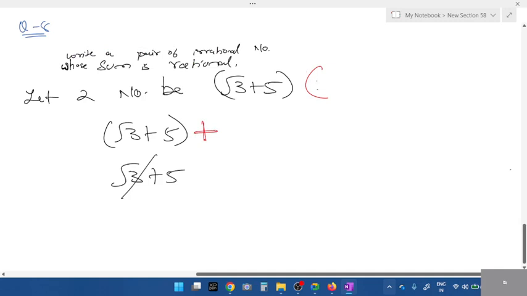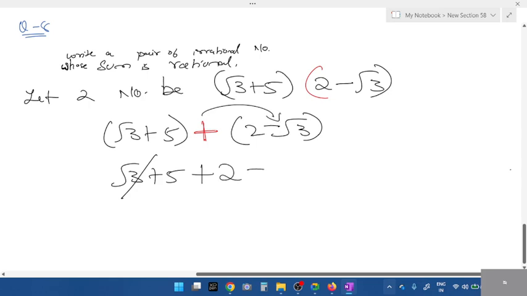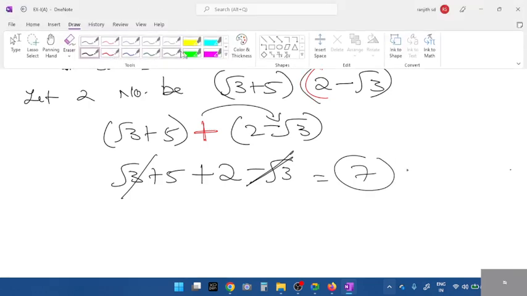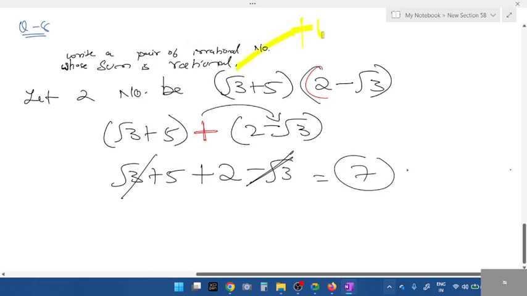So what you do? Take 2 minus root 3. Change the question like this. The reason is, if I write it like this, now open the bracket. What do you get? Plus 2. What is plus into minus? Minus root 3. Do they get cancelled? Plus and minus root 3. 5 plus 2, 7. Look at the way I've written, students. I took one positive value and one negative value so that it gets cancelled out when we add it. Completed. This is how we are supposed to do.